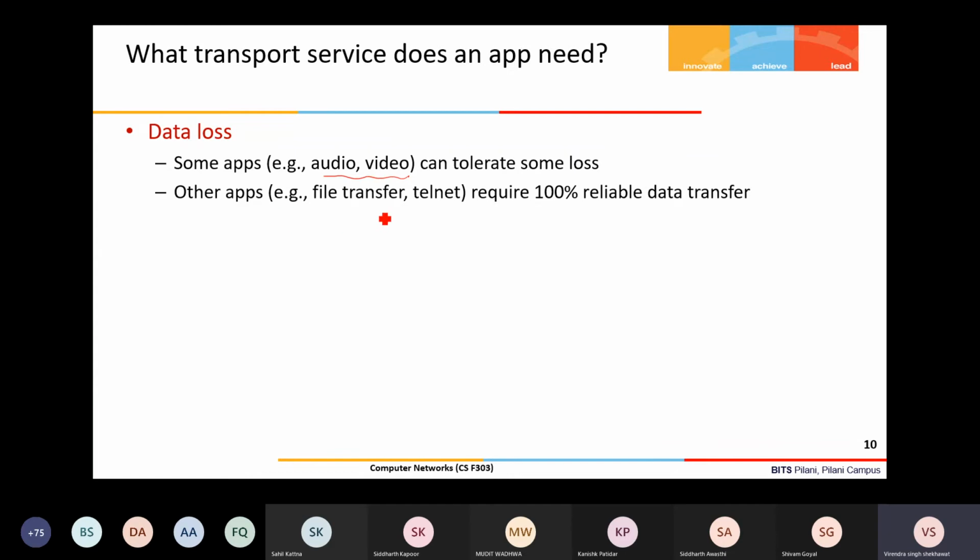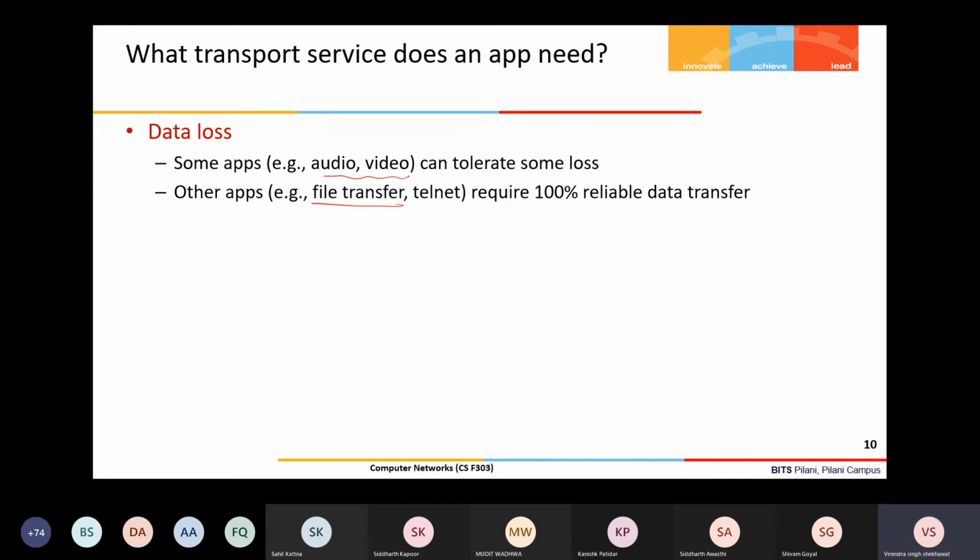But on the other side, look at an application like file transfer. Suppose you have downloaded a question paper, and maybe a few bytes or one or two packets are missed. This is not acceptable, right? Because then your question paper is incomplete. A file transfer application cannot tolerate even a single byte missing from the original file. That means we need 100% reliable data transfer. Each and every byte should be received completely and correctly.